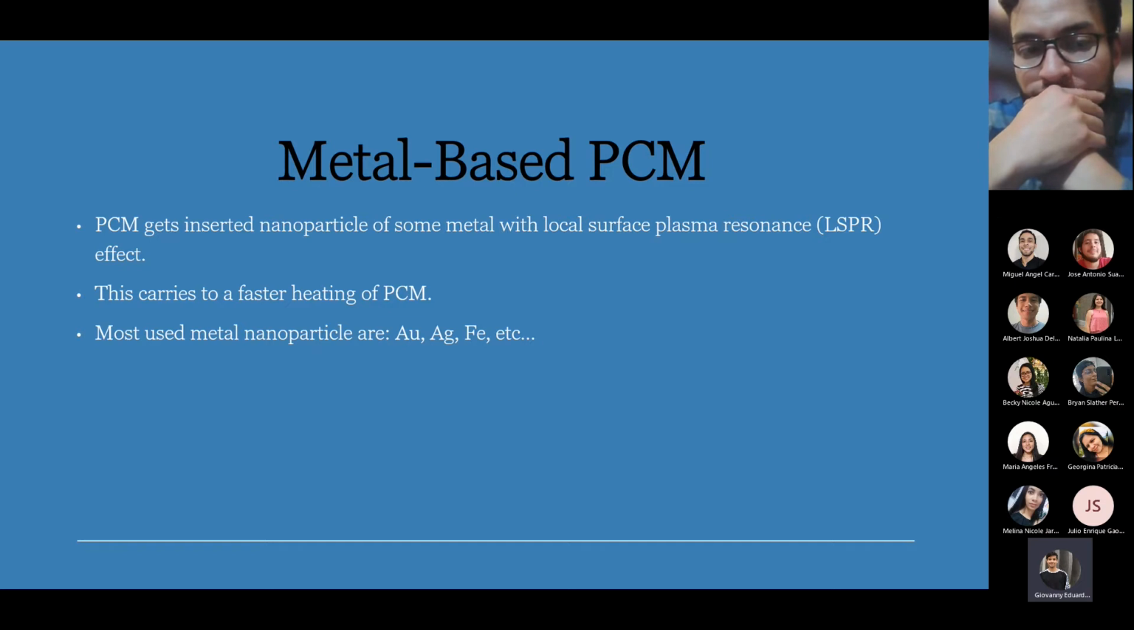the normal PCM, because normal PCM usually requires very high temperature to absorb and release the energy, no? And for this, for example, they can be used in colder regions or in space, for example.